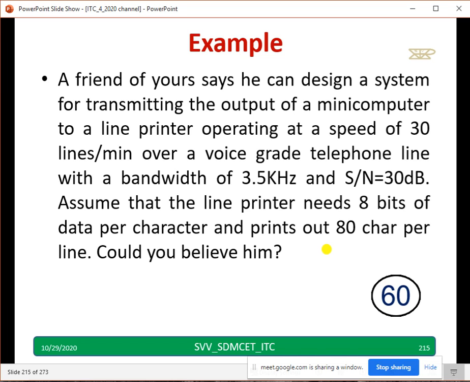30 lines per minute over a wise grid telephone line with a bandwidth of 3.5 kilohertz and S by N equal to 30 dB. Assume that the line printer needs 8 bits of data per character.